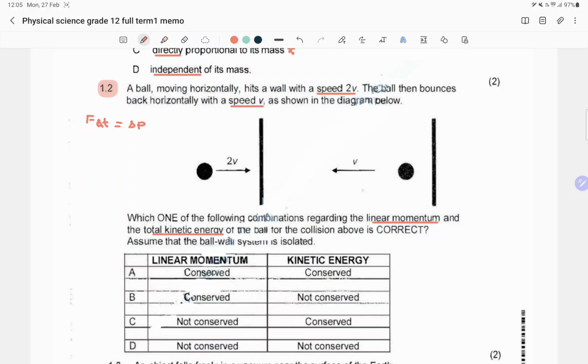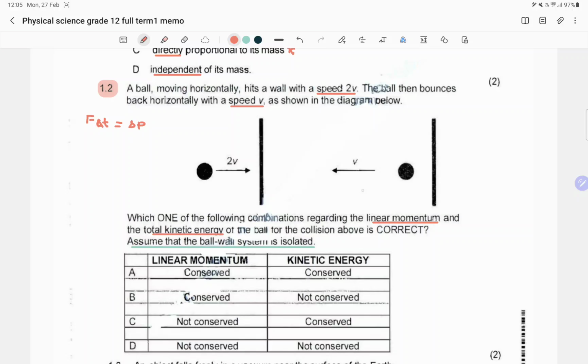What are we saying here? Which one of the following combinations regarding the linear momentum and total kinetic energy of the ball for the collision above is correct? Assume that the ball-wall system is isolated. Now that is something critical. We're forcing matters, because remember, this was not necessarily showing us an isolated system, but now we are forcing it that this is an isolated system.